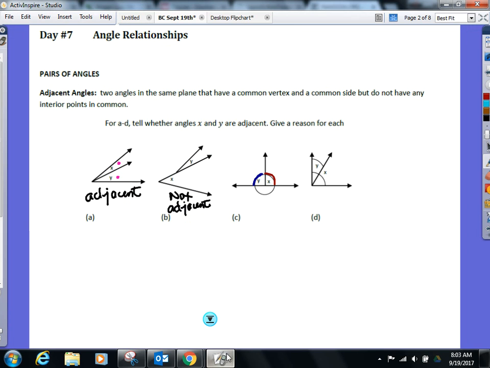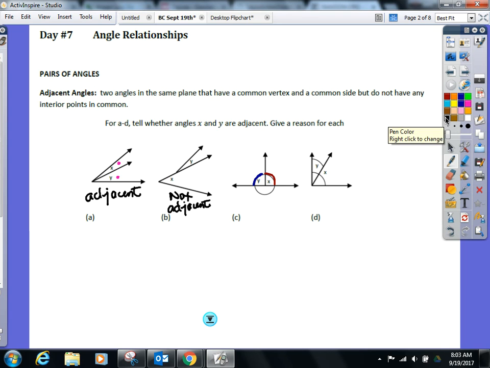Here we go. What do we got? 3. What do you think? Anybody? 3? Everyone's here today, so there's 3 somewhere in the house. Hi.